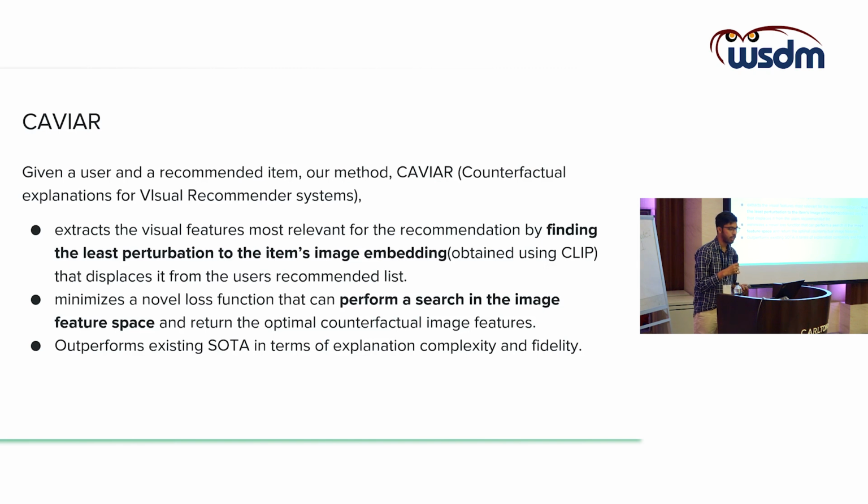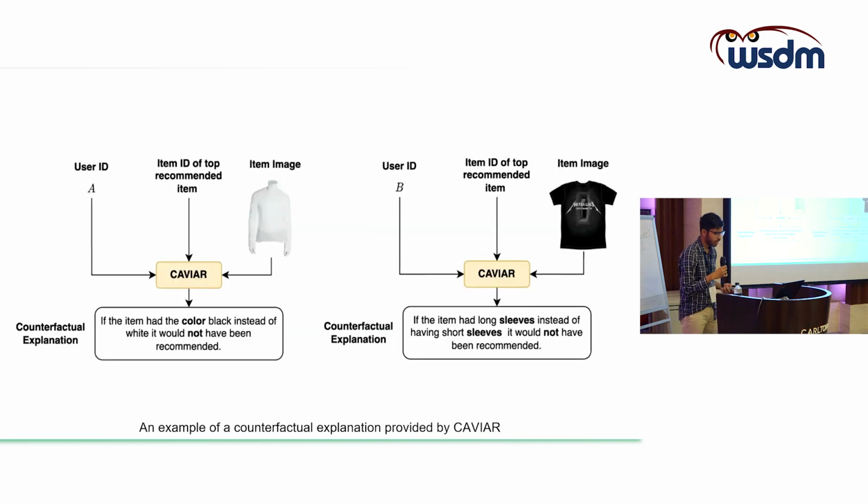I'll give an example of the explanation. Let's say we have a user A and an item ID and an item image. The counterfactual explanation in this scenario would be: if the item had the color black instead of white, it would not have been recommended. Let's say we have another example where the t-shirt has short sleeves. An explanation given by our model is that if the item had long sleeves instead of short sleeves, it would not have been recommended.